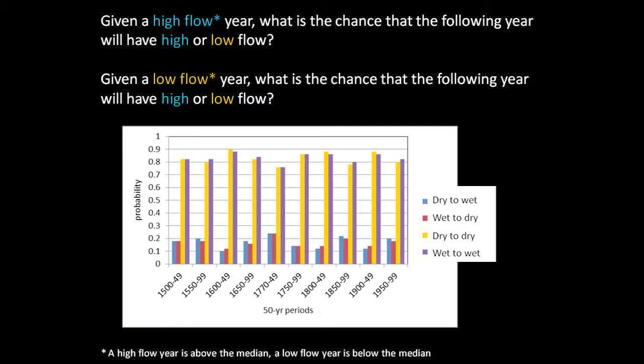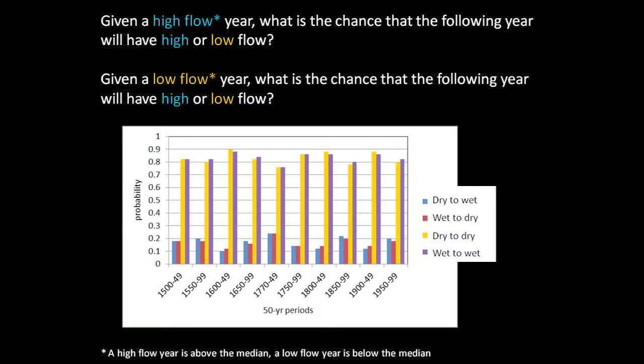So here I'm asking the question, given a high flow year, so that's a year above the median, what's the chance that the following year will have a high flow or a low flow, be above or below the median? And conversely, if you have a low flow year, what's the chance that the following year will have a high or a low flow? So these are 50-year periods. This is probability. The red and the blue are the probability of going from a dry to a wet year or wet to a dry year.